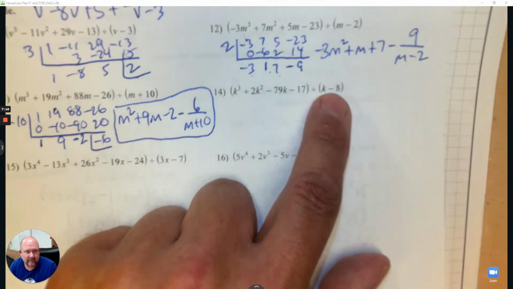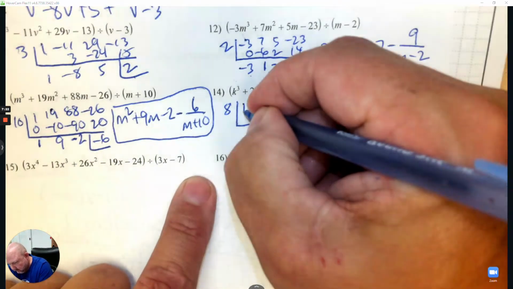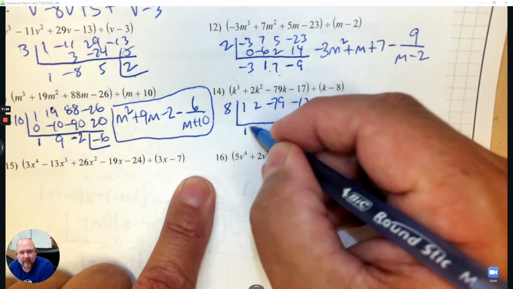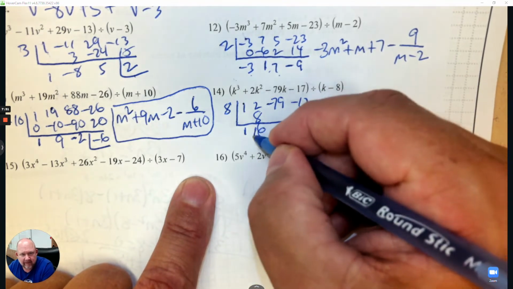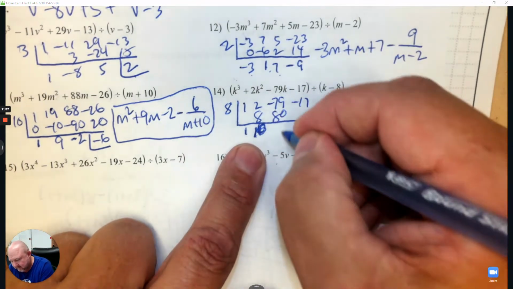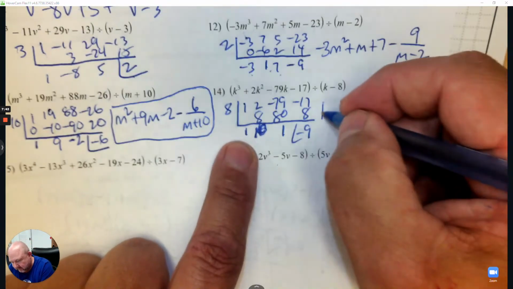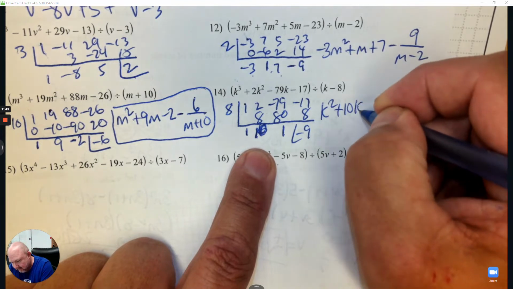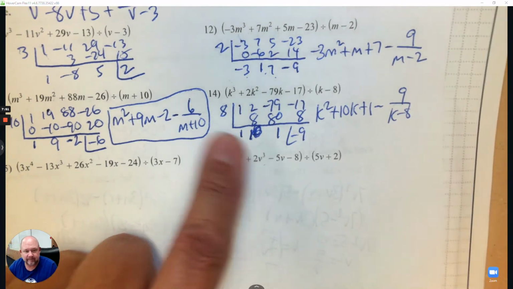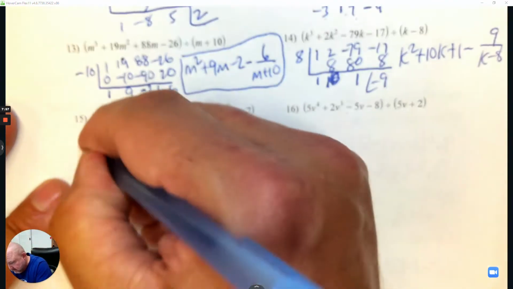Number 14. Again, I'm going to use positive 8. And then 1, 2, negative 79, and negative 17. So this is 1, that's 8, that's 16. Nope, that's 10. Haha. 8 times 10 is 80. That's 1, and then 8, and then the remainder is negative 9. So that would be 1k squared, 10k plus 1 minus, and then 9 over k minus 8. Now, this is no longer a simple divisor, so I have to use long division.